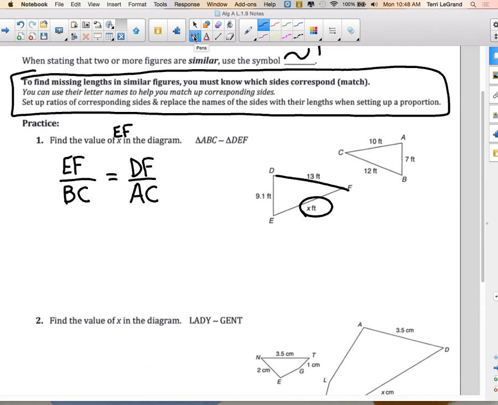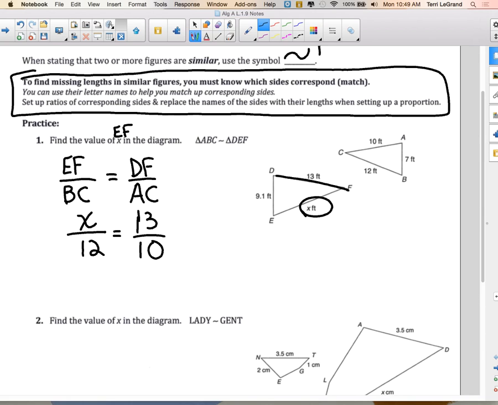Now we'll replace the names with the actual lengths. So EF, how long is it? What do we call it? It's not a number, it's X. How long is side BC? 12. You got your paper in front of you, you can look there. It's probably easier to look there than up here. How long is side DF? 13. How long is side AC? 10. Okay, there's our proportion ready to solve.